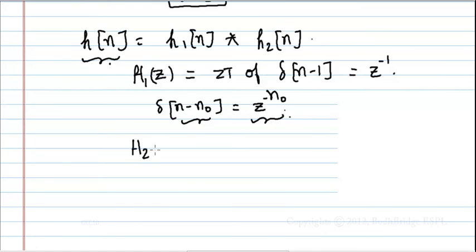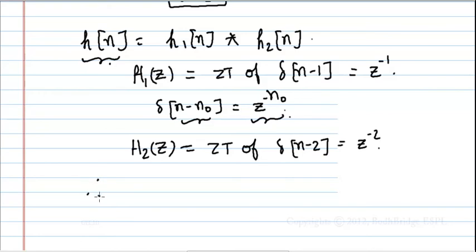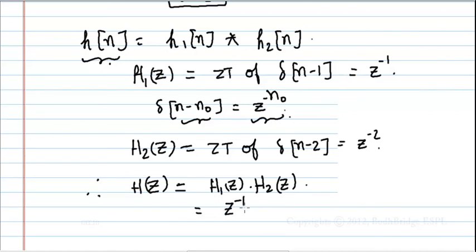Similarly, we can find H2(z) as the z transform of δ[n-2], which is z^-2. Therefore, the z transform H(z) of the final block is H1(z) times H2(z), because convolution in the time domain results in multiplication in the frequency domain. That is z^-1 times z^-2, which is z^-3.